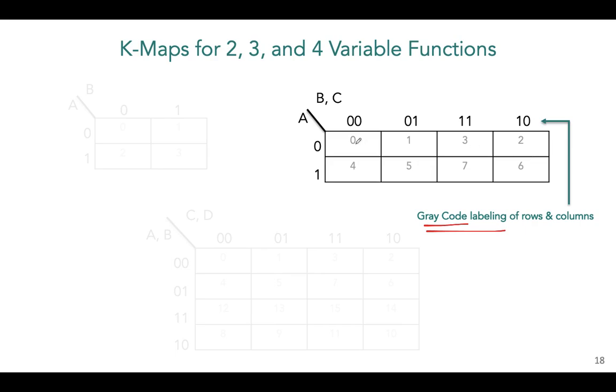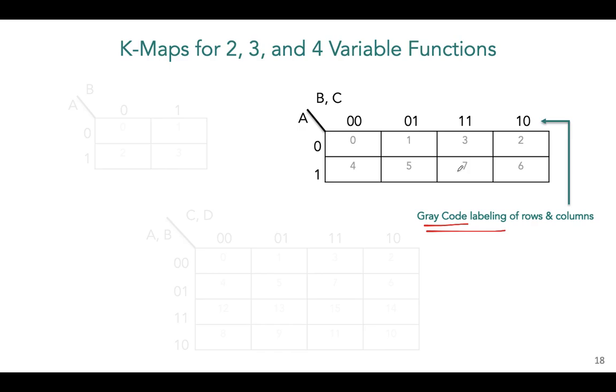We start with 0 and we put these numbers like this: 0, 1, 2, 3, 4, 5, 6, 7. So this is the ordering, and this ordering is important. Alright, so this was a K-map, again an empty K-map for a 3 variable function.